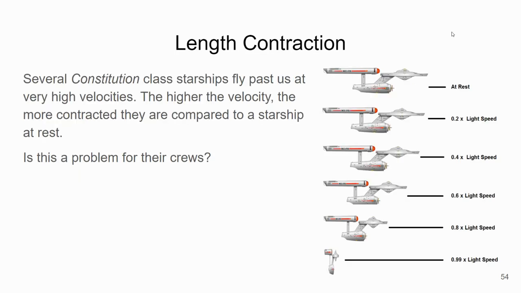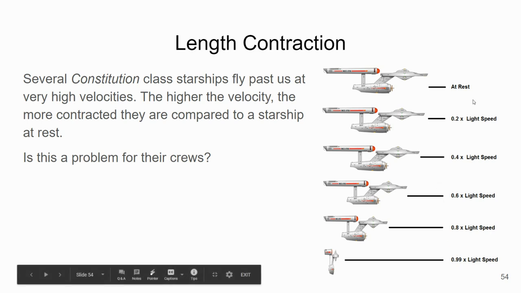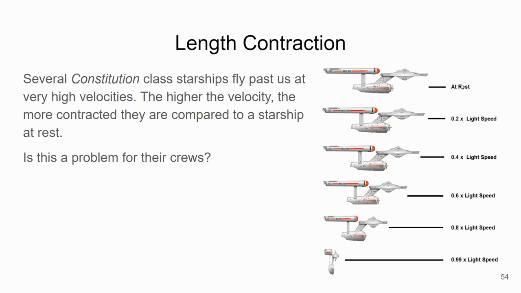So if we have several, this is the Star Trek kind of spaceship. So several of these ships are going to fly past us at very high velocities. So the first one here, well, it's not flying past. This one's just at rest. So it looks normal. One that goes by at 20% the speed of light looks a little bit contracted. 40% looks a little bit more contracted. And so forth and so forth. Until if it's going 99% the speed of light, it is very contracted. It looks very, very smushed.